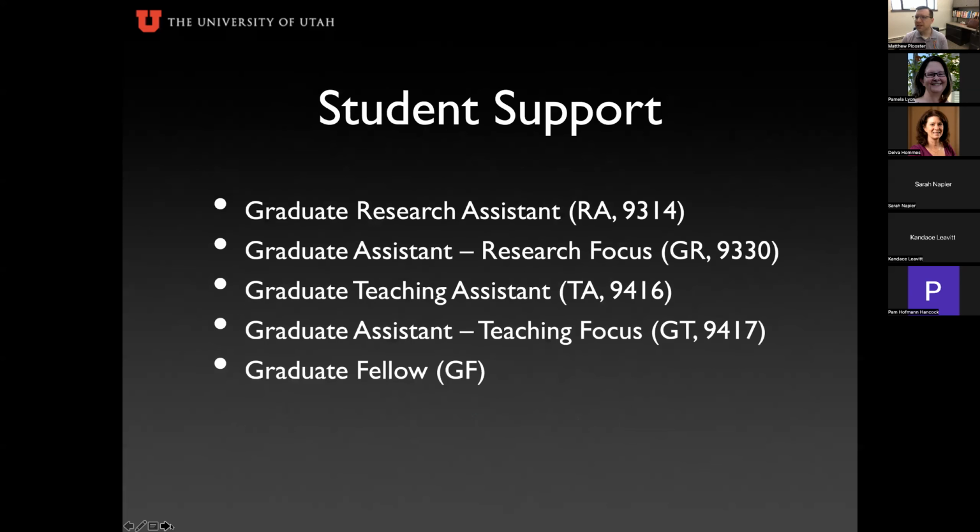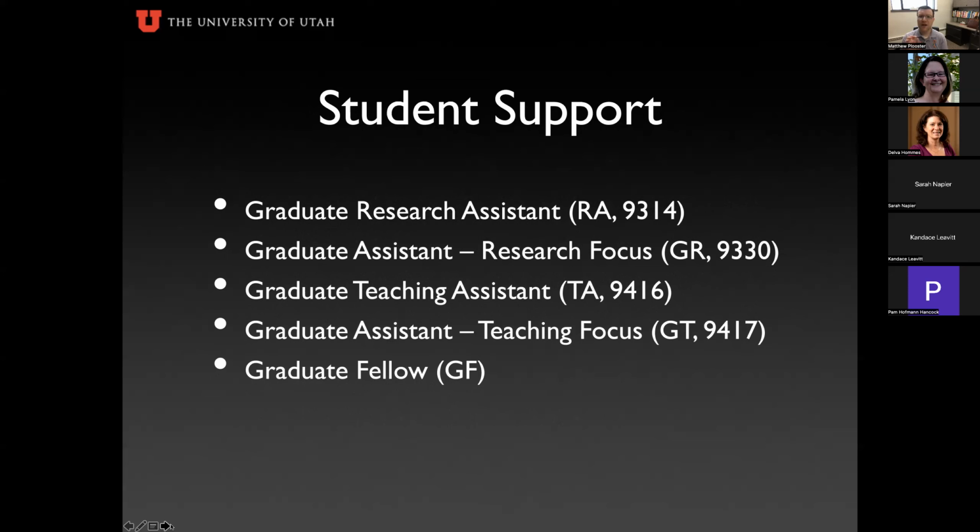Student support. So let's take a minute to talk about student support here. We have these 5 different areas of support. For our payroll, 1 is not. We have RAs, GRs, TAs, GTs, and then the graduate fellow, which is a non-work position, a non-payroll position. These are the 4 job codes that you will use, and you will only use them for tuition benefits.